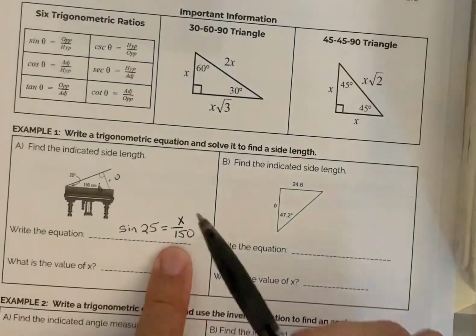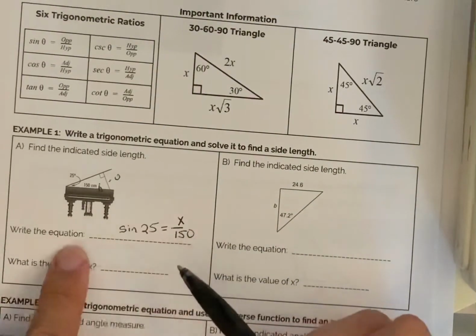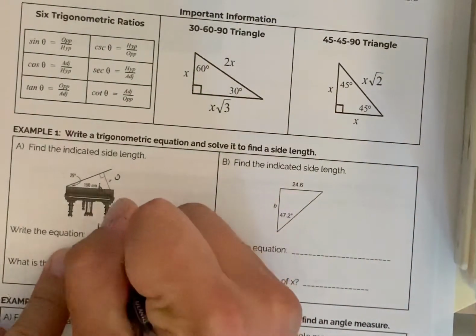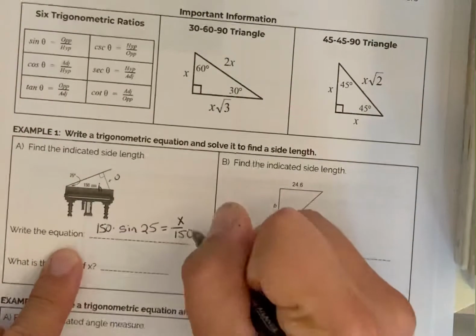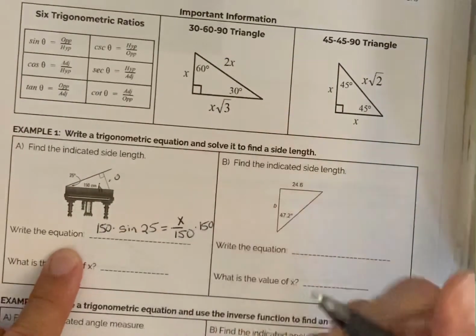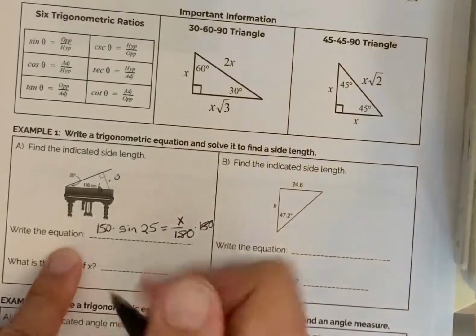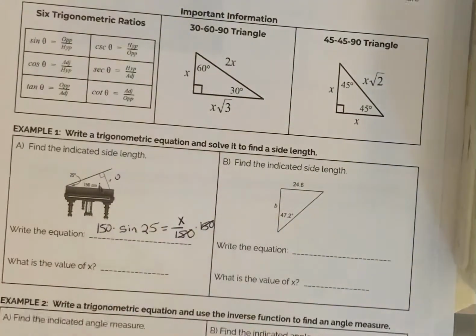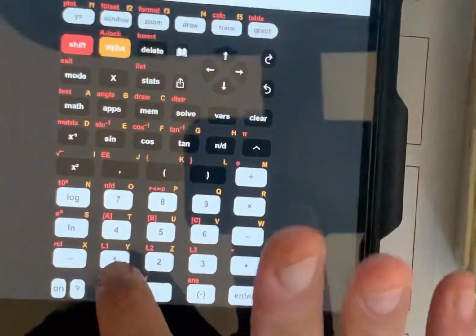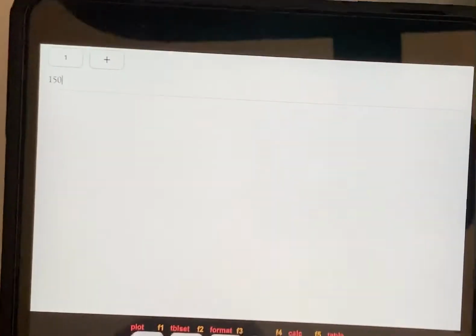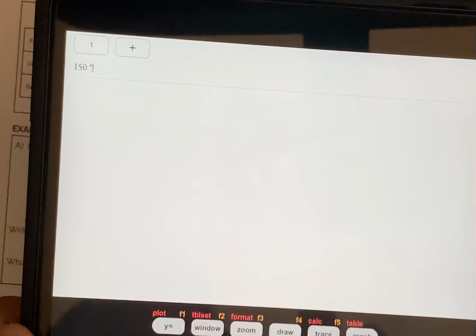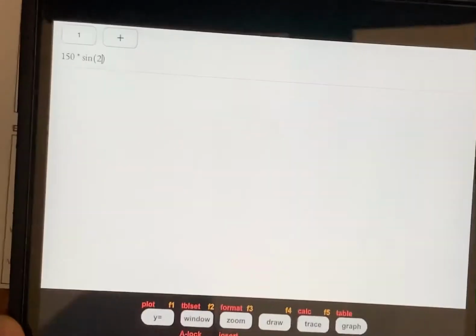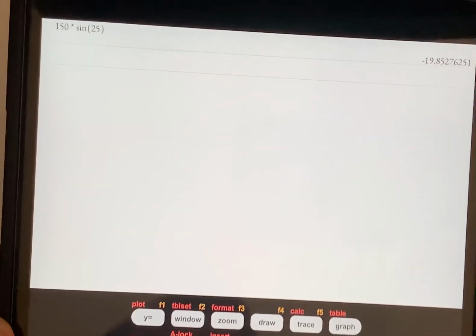Well, to solve this, what we're going to have to do is multiply both sides by 150. So I'm going to multiply by 150 over here and multiply by 150 over here. Those will cancel out. And the exact answer is x is 150 times the sine of 25. So I'm going to put that in my calculator. So I do 150 times the sine of 25, and hit enter.